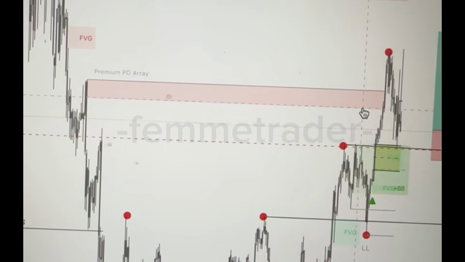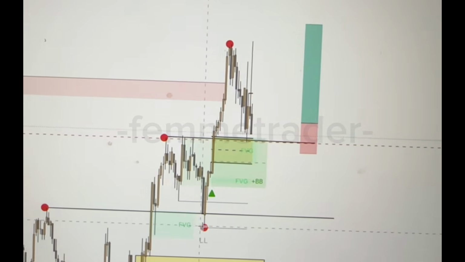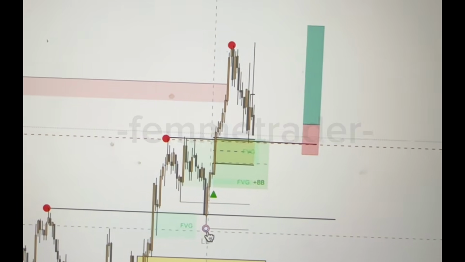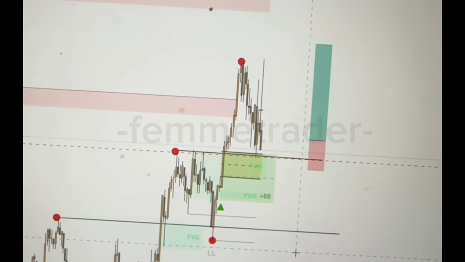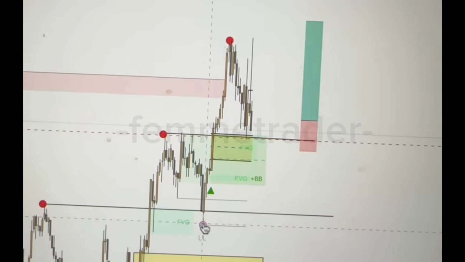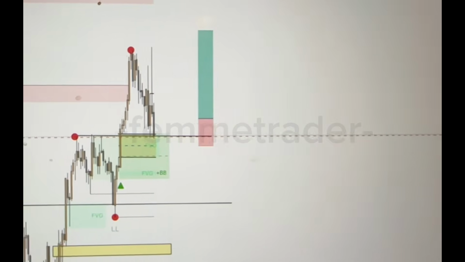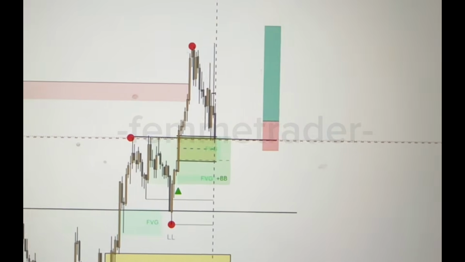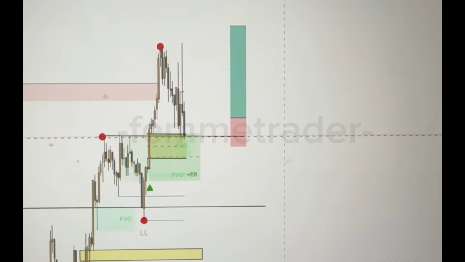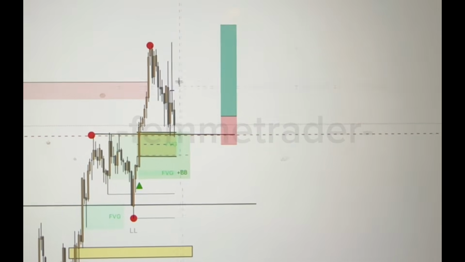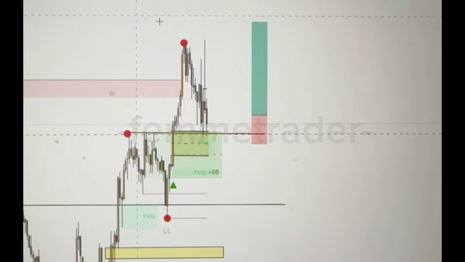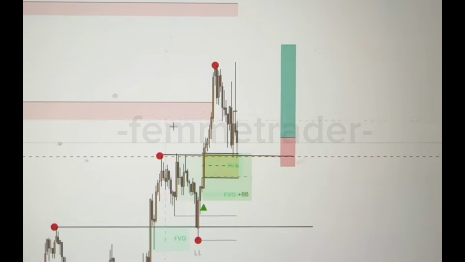So let's see if they are going to take us out here. If they take the buyer out here, then it's a market shift. But if the buyers decide to overpower them, then we continue to go bullish until we get to another FVG, which is somewhere around here, or this one. So let's see how that goes.